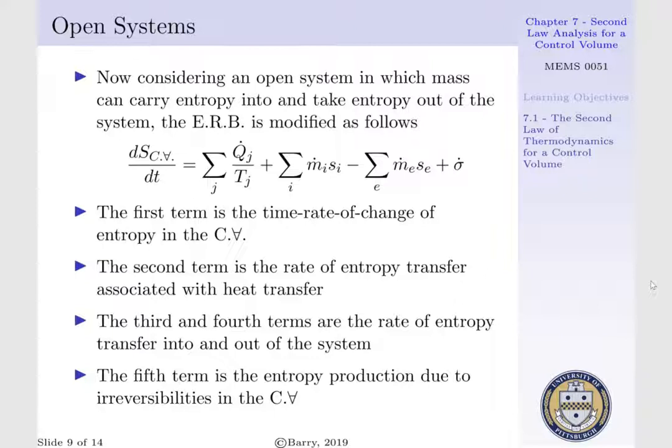We see the first term on the left-hand side is our time rate of change of entropy within our control volume. Our second term is the rate of entropy transfer associated with all heat transfer processes. Our third and fourth terms are the rate of entropy transfer into and out of our systems by our respective mass flow rates, and the fifth term is our entropy production due to irreversibilities within our control volume.